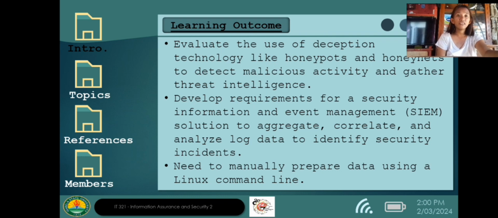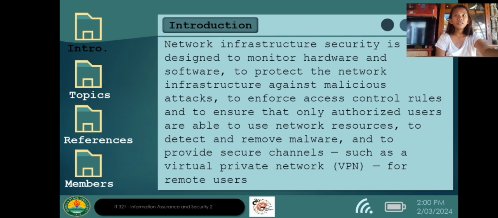and gather threat intelligence. The fourth is to develop requirements for a security information and event management solution to aggregate, correlate, and analyze log data to identify security incidents. Last is to manually prepare data using a Linux command line.